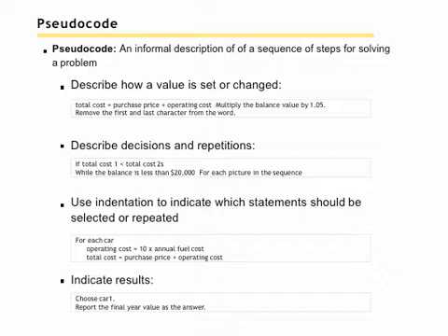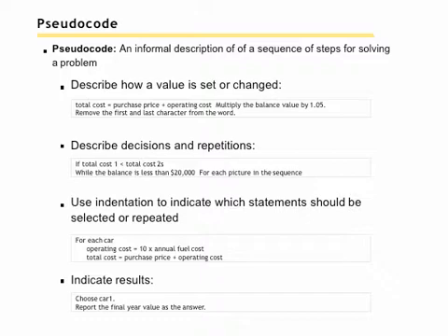We can describe how a value is set or changed. So like total cost equals purchase price plus operating cost. Multiply the balance by 1.05. Remove the first and last character of word. Each one of those is just a description of something that's happening.